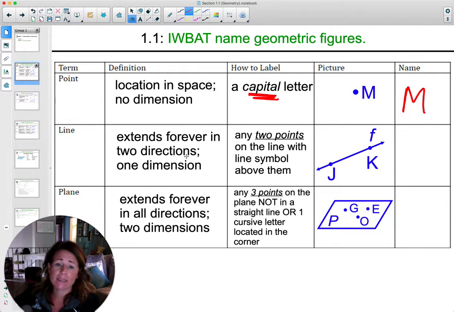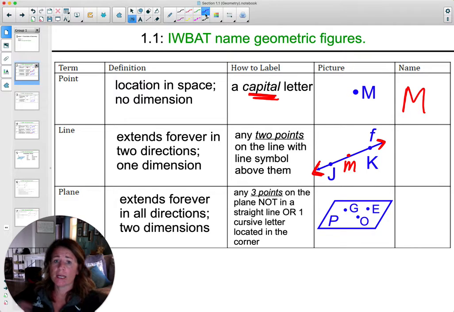A line is something that extends forever in two directions. You know what a line looks like, but when you draw a line, you need to make sure it has arrows on the ends. Then the line is going to be made up of an infinite number of points. I just have 2 points labeled here. You could have multiple, like if we had point M on here as well.